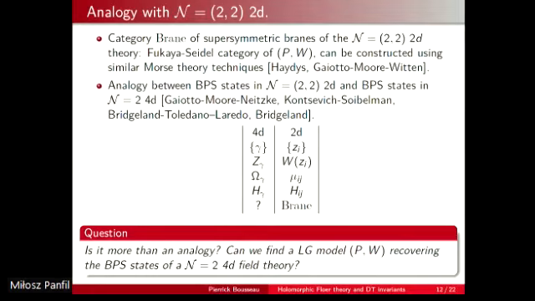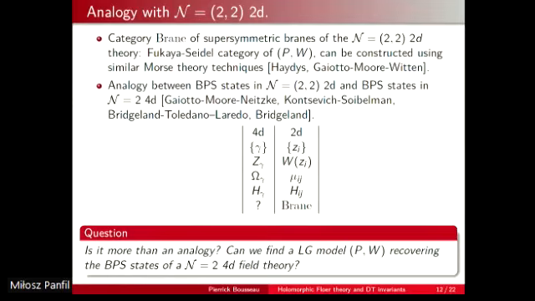In this two-dimensional story, you can even do better than looking at spaces of two-dimensional BPS states. You can construct a category. I call it the category of supersymmetric branes of this two-dimensional theory. And mathematically, it is a so-called Fukaya-Seidel category of this Kähler manifold P equipped with this function W. It was originally defined in a very symplectic way by Fukaya and Seidel, but conjecturally it can be constructed using similar Morse theory techniques as the one I've just described. It's a story which has been developed by Haydys, Gaiotto, Moore and Witten.